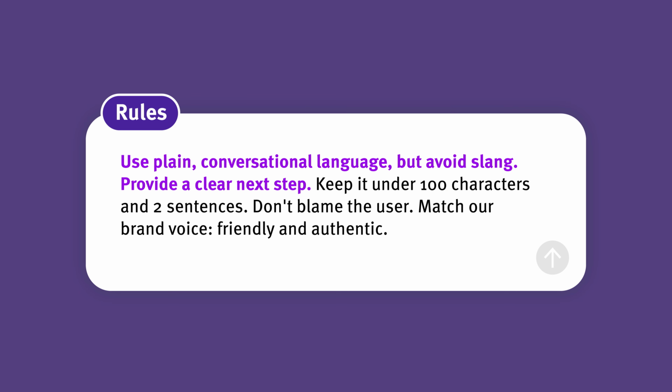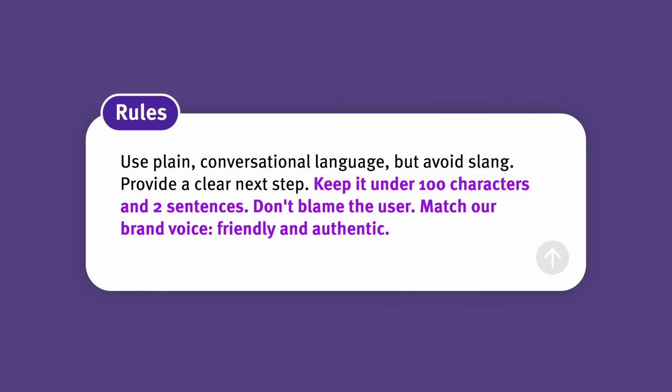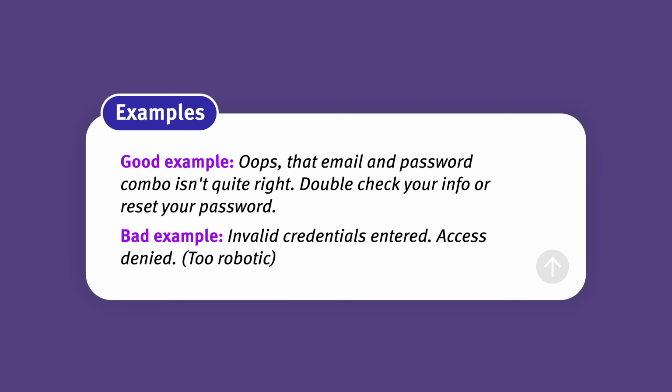Next, rules. This is where it's a good idea to specify established UX best practices that you want the Gen AI to follow. It's also where you want to include any constraints. In this example, you might specify a maximum character limit and your company's tone of voice. Finally, you might give the AI a few examples, good or bad, of what you do or don't want.